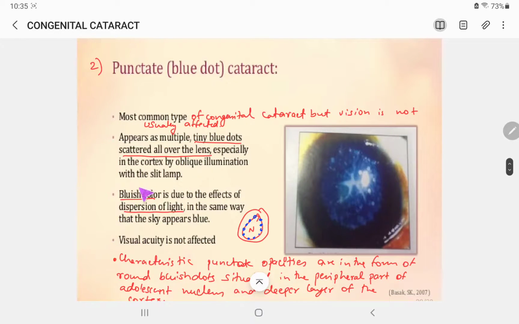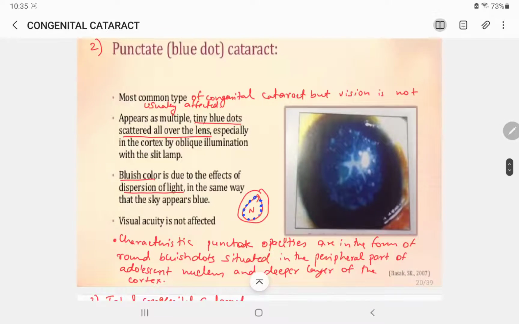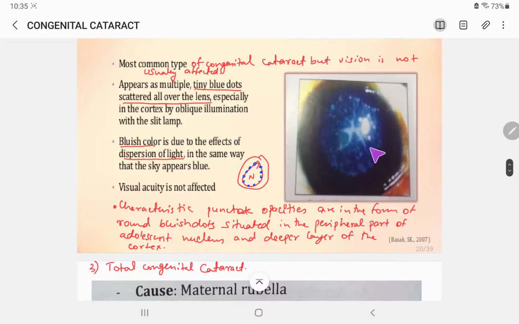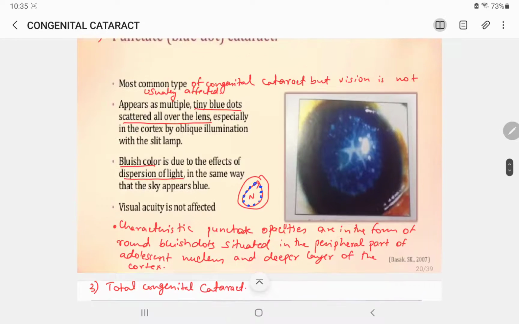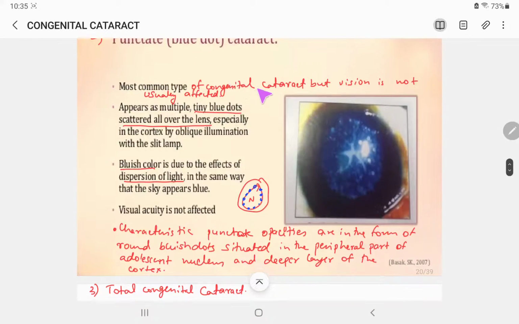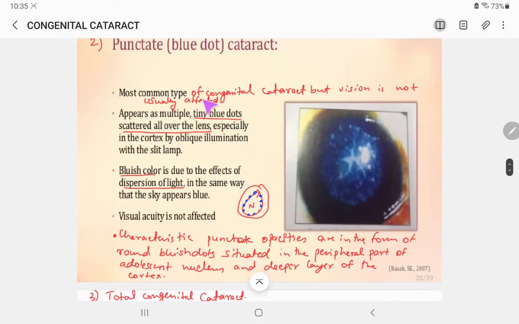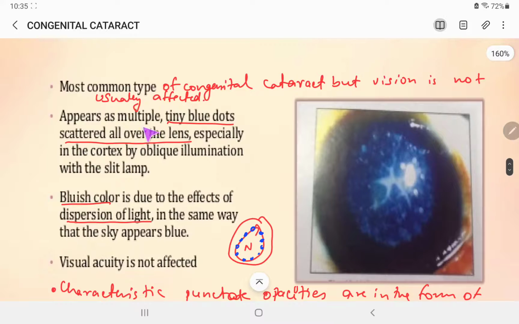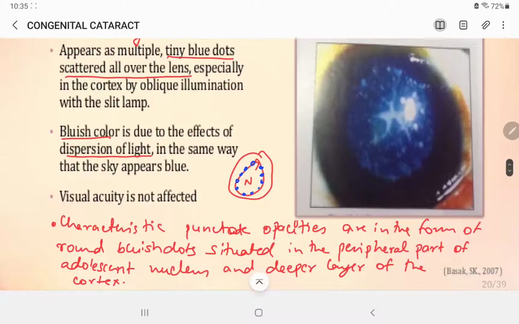So next is the punctate or blue dot cataract. We can see dot, dot, dot here. It is the most common type of congenital cataract, but vision is usually not affected. It appears as multiple tiny blue dots all over the lens, especially in the cortex, by oblique illumination. If you see it with oblique illumination by the slit lamp, you can see that.